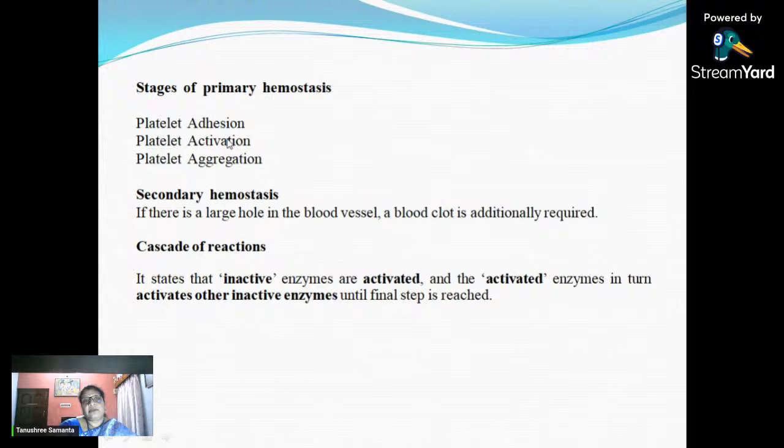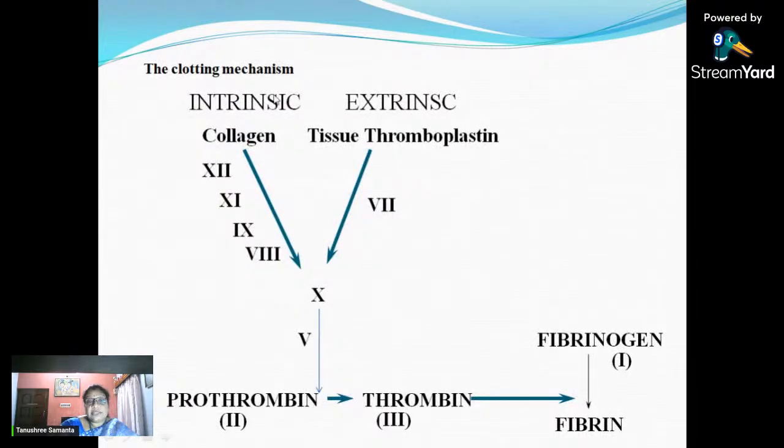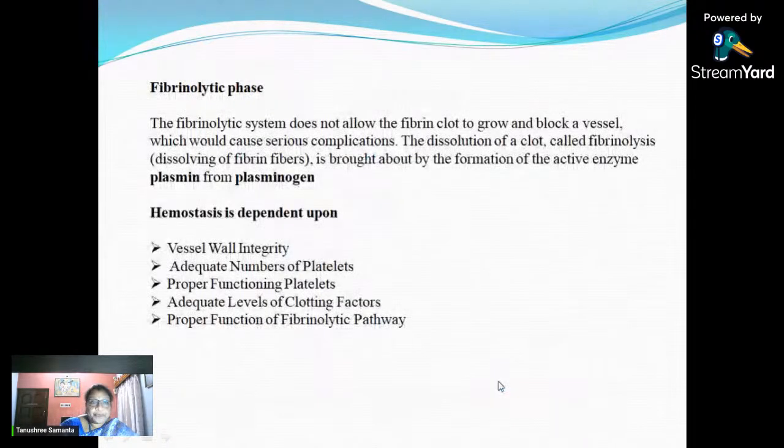So you can summarize the stages of hemostasis as follows. Primary hemostasis comprises platelet adhesion, platelet activation, and platelet aggregation. Secondary hemostasis is the formation of the blood clot, in which you have a cascade of reactions: a number of inactive enzymes are activated, and these activated enzymes in turn activate another set of inactive enzymes. This is the summary of the clotting mechanism, in which you can see the factors. It comes to factor 10, and then prothrombin is converted to thrombin, and here fibrinogen is converted to fibrin finally.